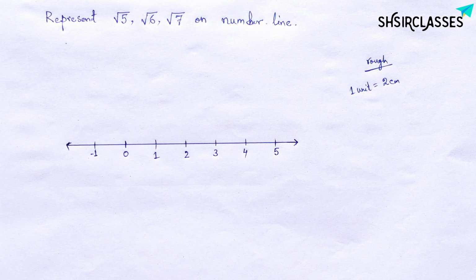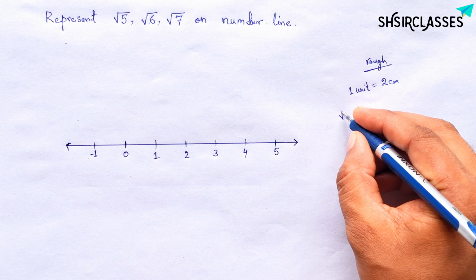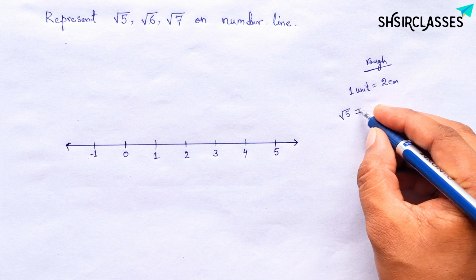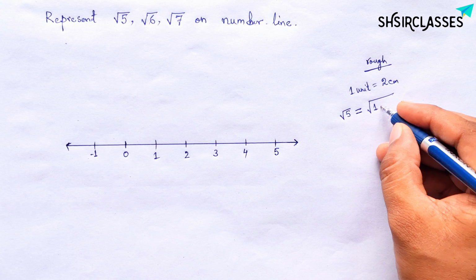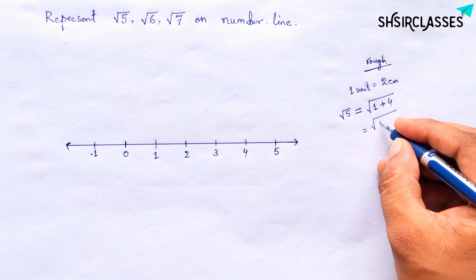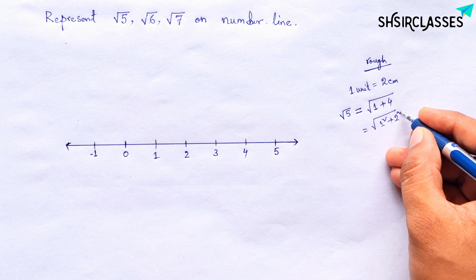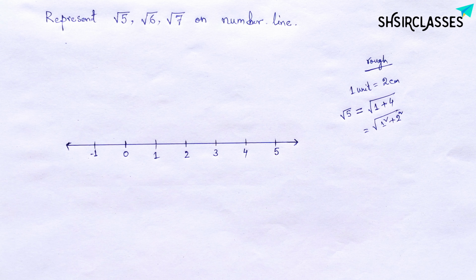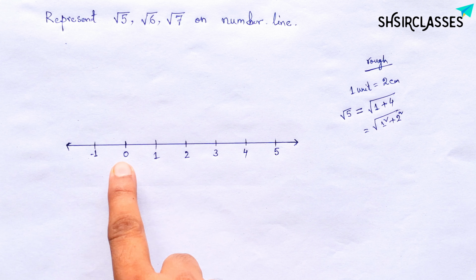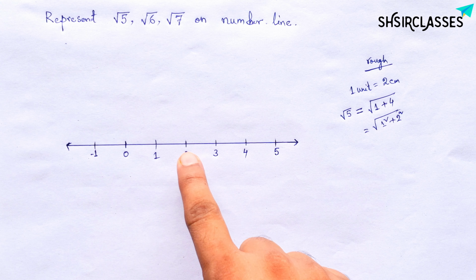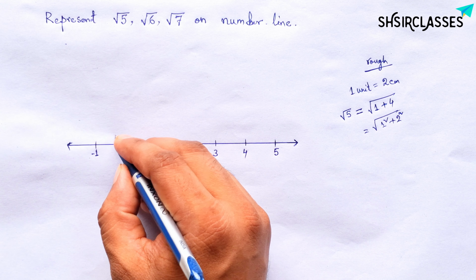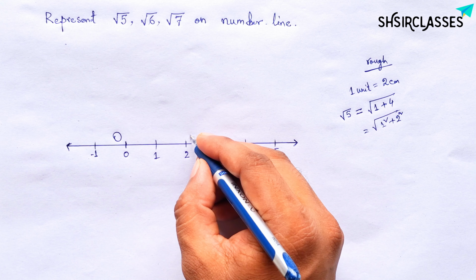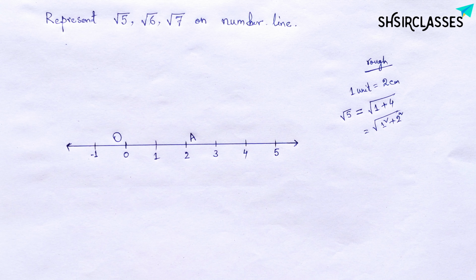Now first represent root 5 on the number line. Root 5 equals root over 1 plus 4, which equals root over 1 square plus 2 square. And I will use this in future. Now label here O and label here A, then draw a 90-degree angle.